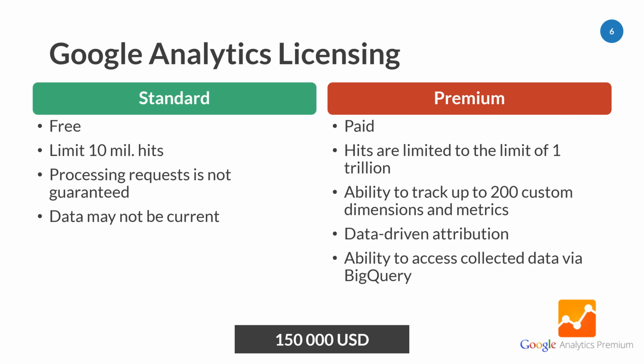Premium has the ability to track up to 200 custom dimensions and metrics. It offers data-driven attribution, but Premium costs $150,000, which is the annual licensing cost of Google Analytics Premium.